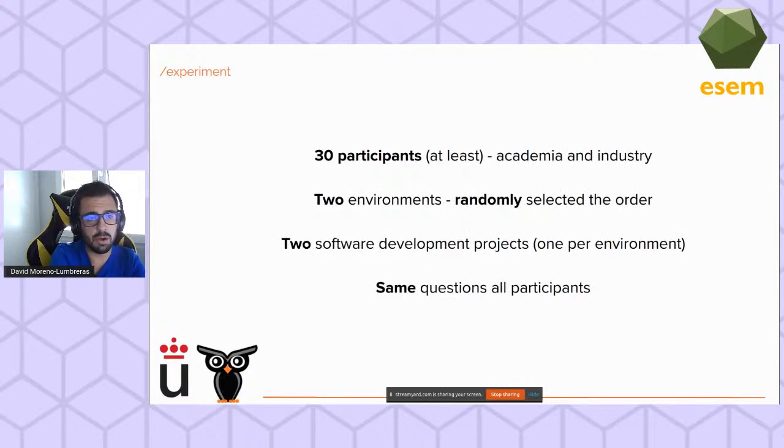Regarding the experiment itself, we will have at least 30 participants from academia and industry with experience in different relevant topics about software development. We will present the two environments to each participant. The first one presented will be randomly selected, and then they will answer a set of tasks. The data presented will be data related to code review pull requests about two software development projects, one per environment, with similar characteristics for a fair comparison. And the tasks will be the same for all participants, but each question will be presented to each subject randomly only in one of the two settings, and one of the two projects.